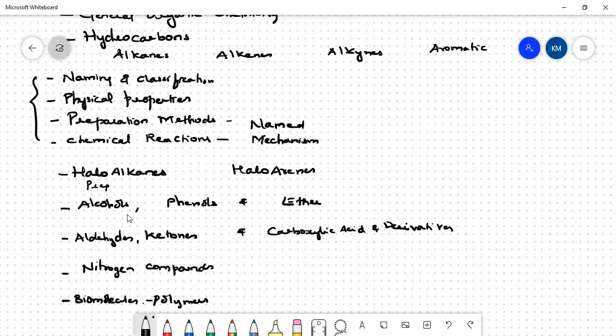For some of them I will explain, but from an exam point of view it might not be required. But as long as you are able to understand the mechanism, it will be interesting. Instead of just writing an equation, how it works and how the compounds are forming, if you understand that it will be more interesting. Now when we talk about mechanism, there is one more thing that comes in, which is the intermediate.